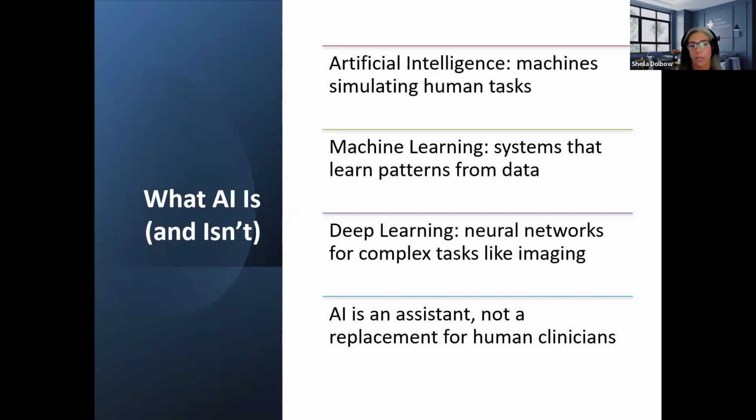It is machine learning. The systems do learn patterns from data, so they learn based off of the information that's put into the system. They use deep learning, with neural networks for complex tasks like imaging, being able to take radiology images or CAT scans and interpret them and actually read them. But again, they're an assistant. They're not necessarily a replacement for human clinicians and human decisions. Going back to it, they are only as good as the information that's being put into the system. That's what they learn off of.